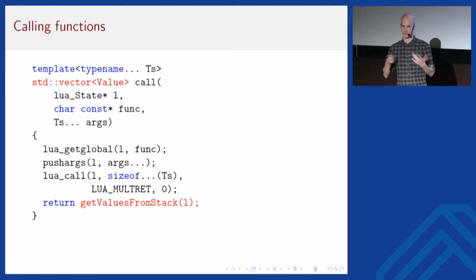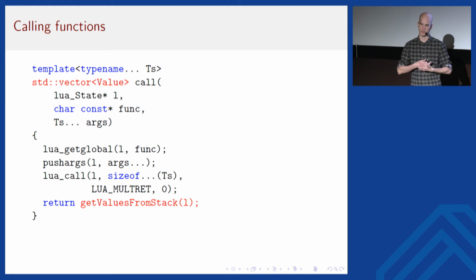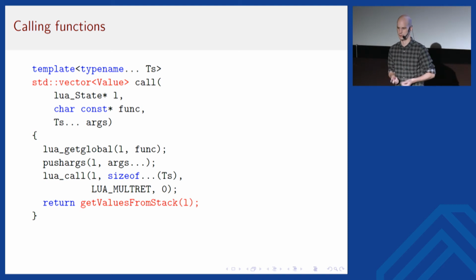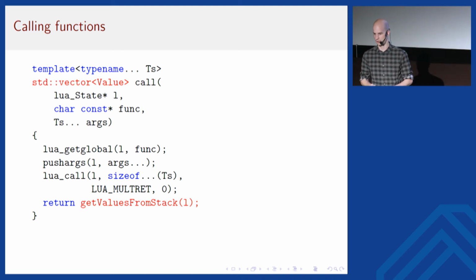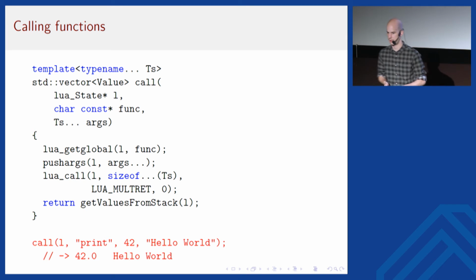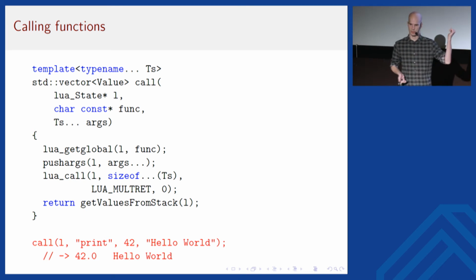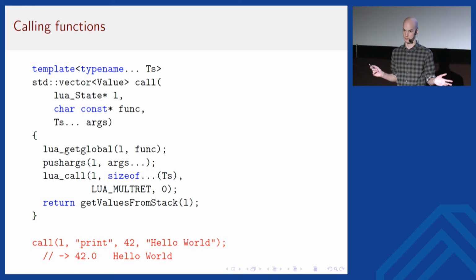The thing here is that, as we have seen in the beginning, Lua functions can have an arbitrary number of return values. So I actually need to inspect the stack to see how many return values were pushed on there. I'm not going to show the implementation for that, but I'm sure you get the idea. And now we can call the print function with a number and a string, and it will print it to the console. And that's it already.